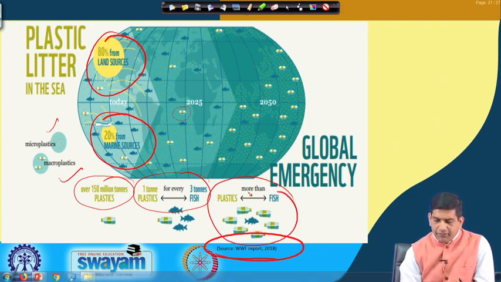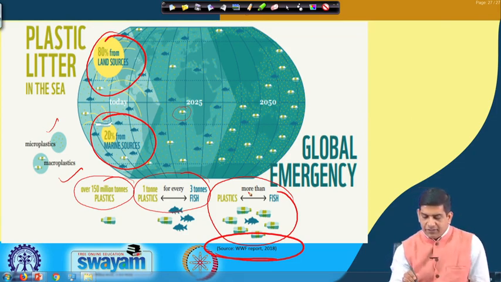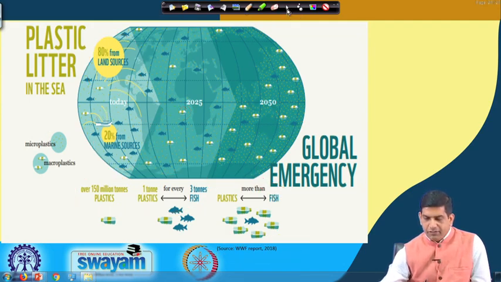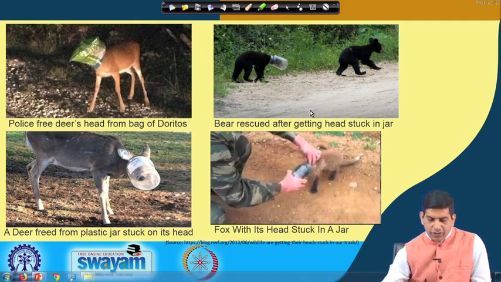Right now we have 1 ton of plastic for 3 tons of fish, and since we are doing a lot of fishing, we are kind of overfishing, and at the same time we are having more plastic going into the ocean. So, by 2050 we will have pretty much more plastic than fish, or more or less the same number. We are talking about a global emergency, where we need to look at this issue so that it does not really happen. We need to arrest that particular problem today.